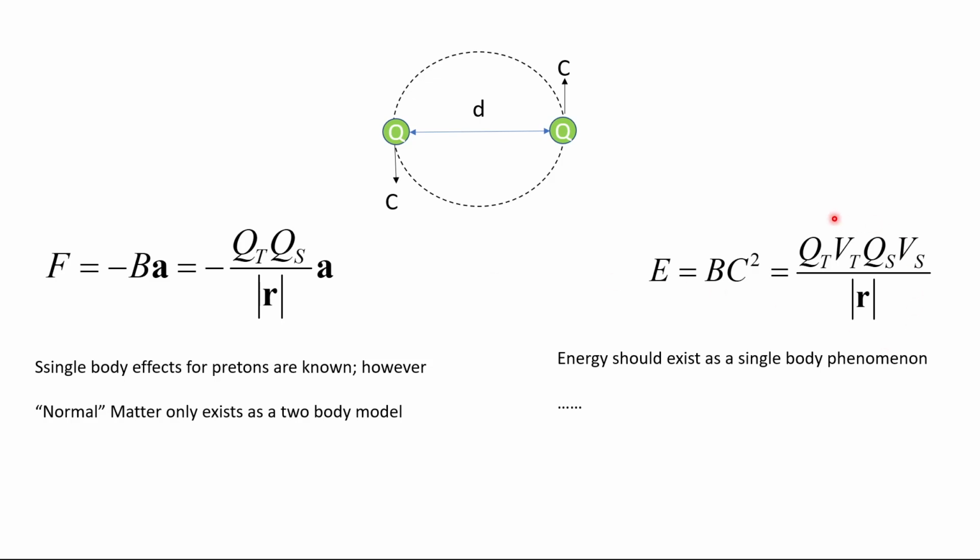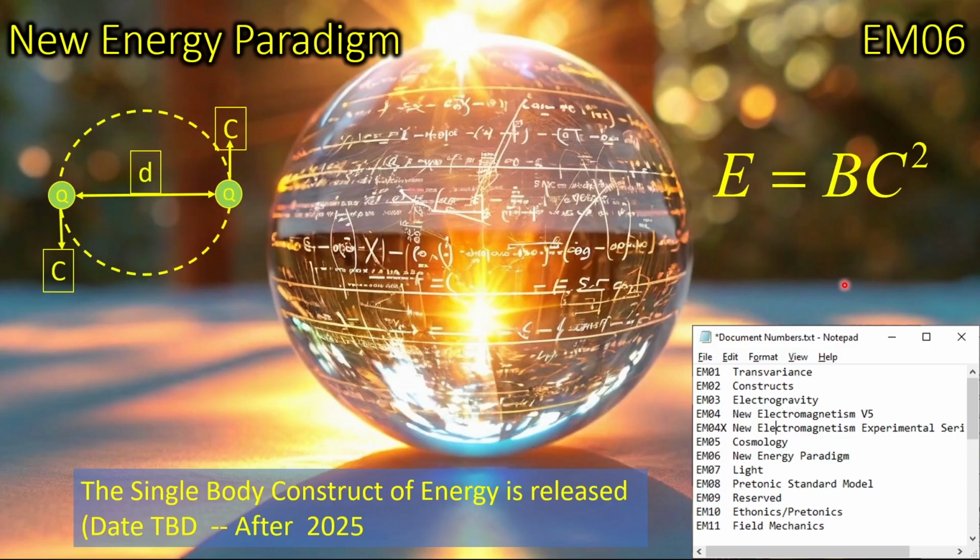The energy is a doppelganger. That needs to be replaced. But right now we're going to use a doppelganger because it works as you go up in scale. And we will be producing the new energy paradigm where we will show how to decompose the two-body energy models into single-body effects. Okay, we're not going to do it in this video.